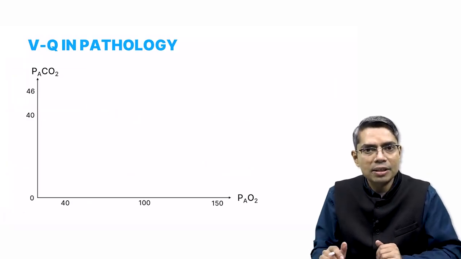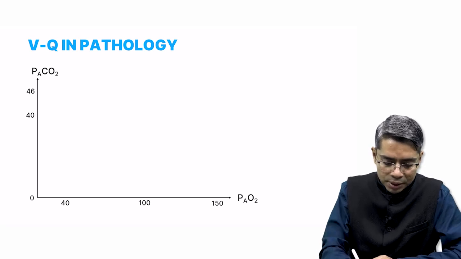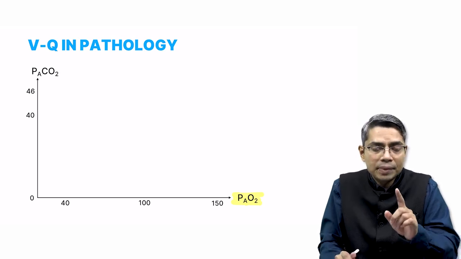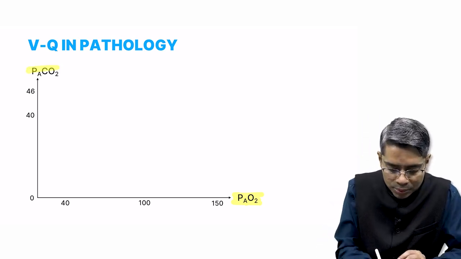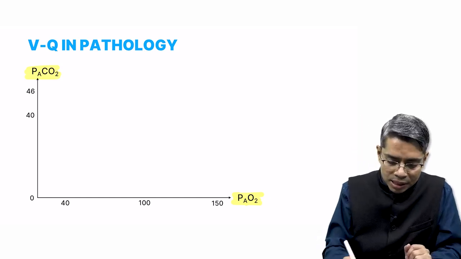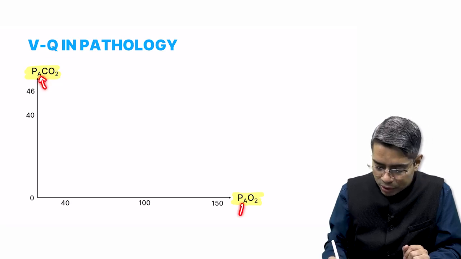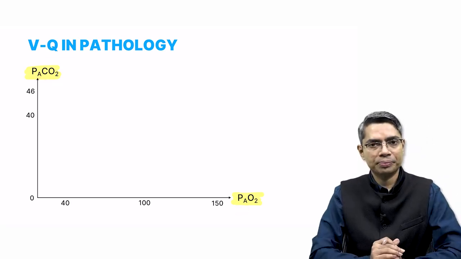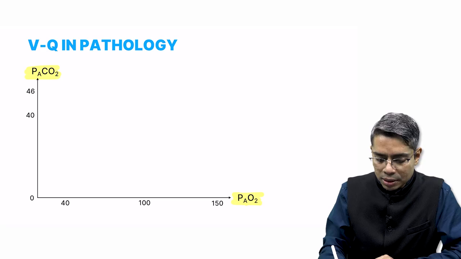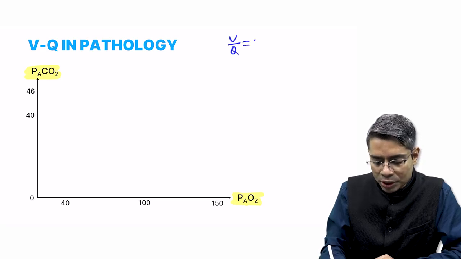So look at this graphical representation. This graph denotes the partial pressure of oxygen in the alveoli on the x-axis and the partial pressure of carbon dioxide in the alveoli on the y-axis. I repeatedly told you that this capital A denotes the alveolar gas composition. So whenever your VQ ratio is 0.8, that is the normal VQ ratio.